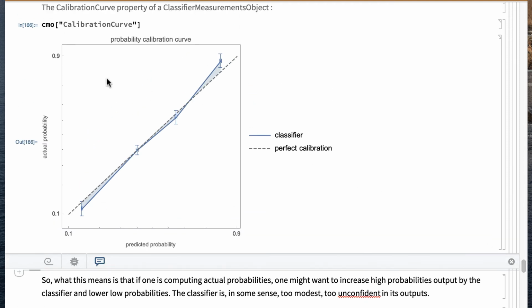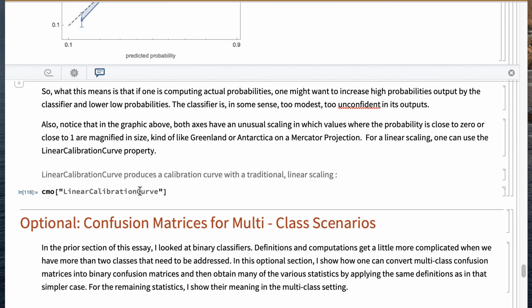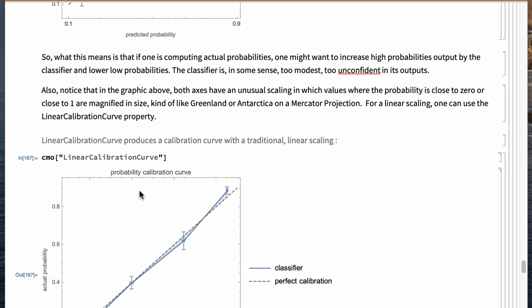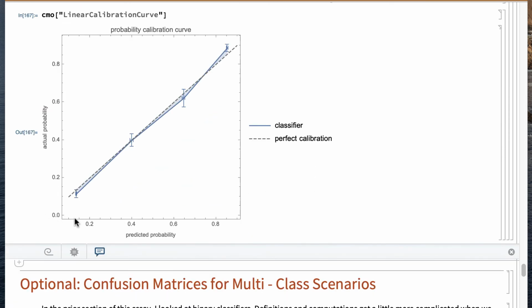You'll also notice the scale here is kind of weird. There's a lot of emphasis on small values and very big values, and not so much emphasis on values in between. If you want to see it with a more conventional scaling, you can ask for a linear calibration curve, and now it's a typical linear scaling. But it's the same calibration curve, it's just presented in a different way.